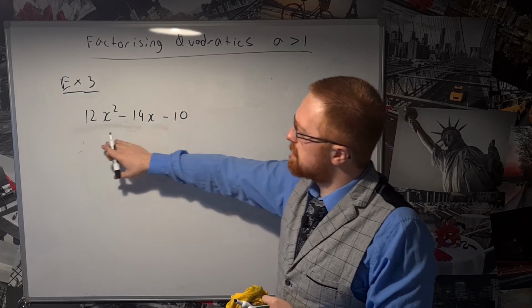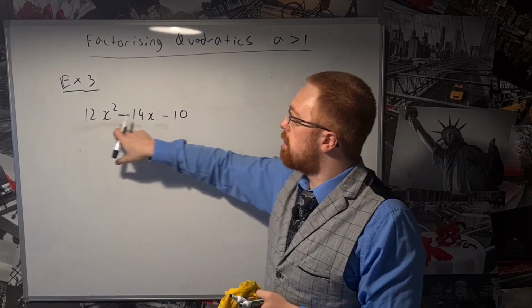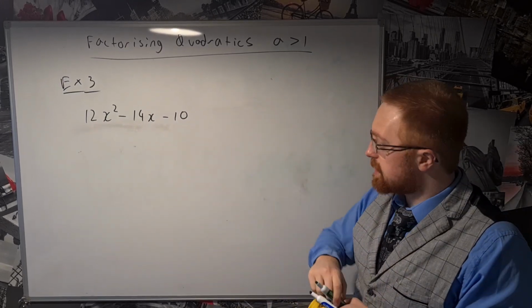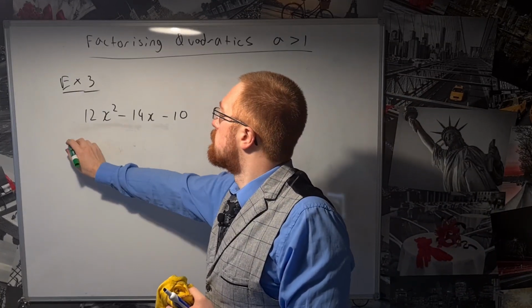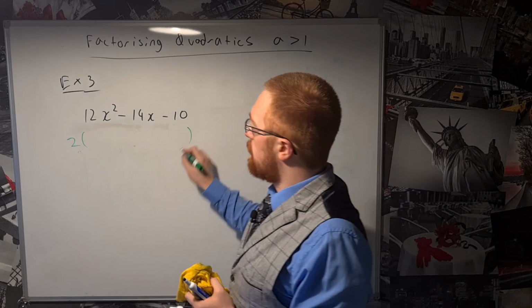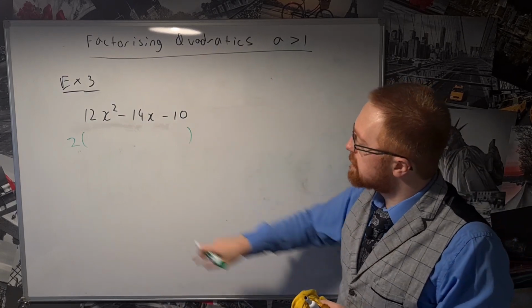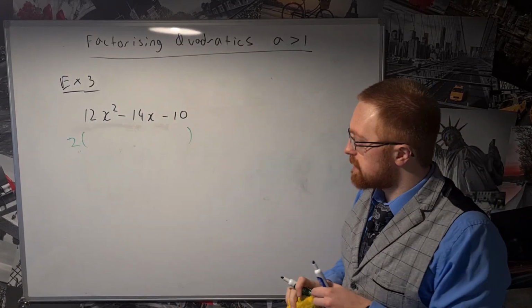Okay, so in this example, you might have noticed that 12, 14 and 10 all share a common factor. So what we could do is we could pull out a factor of 2 straight away and factorise linearly first, and then factorise the resulting quadratic.